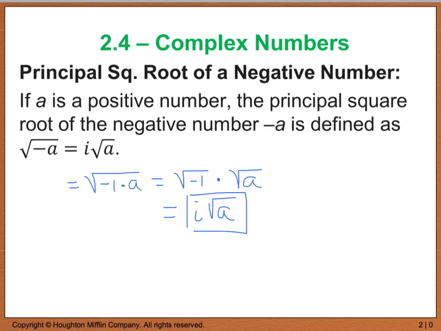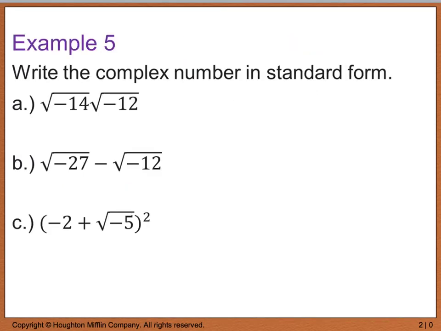So let's go ahead and look at some examples of how we're going to handle or deal with this. So example 5 says to write the complex number in standard form. So the first thing we're going to do is we're going to rewrite this as i times the square root of 14 times i times the square root of 12. All I've done is I've pulled the negative 1 out, and I've done that with an i, because the square root of a negative 1 is i.